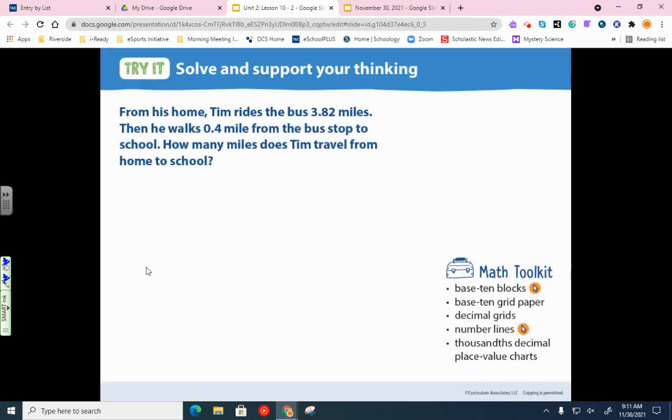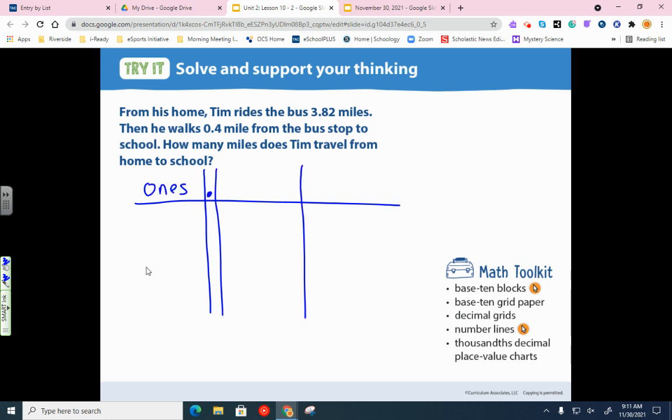All right, so from his home, Tim rides the bus 3 and 82 hundredths miles. Then he walks 4/10 of a mile from the bus stop to school. How many miles does Tim travel from home to school? For this, and for the sake of driving home the fact that we've got to line up the numbers by place value, we're going to make a place value chart. We're going to have ones, a decimal point, and then tenths and hundredths. So we're going to have all of those involved here.